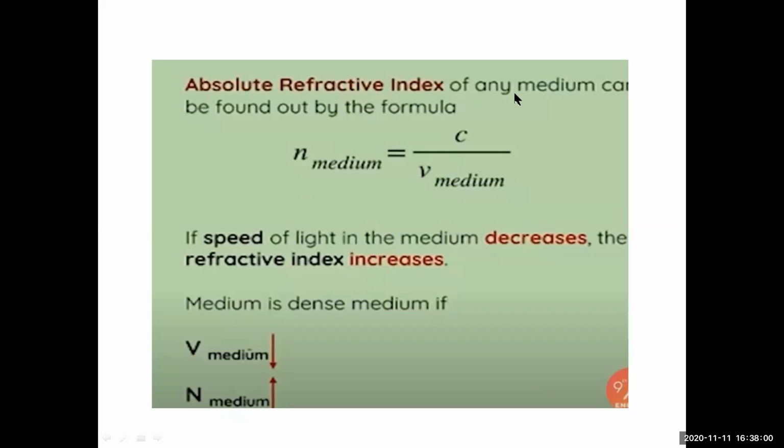The absolute refractive index of any medium can be found out by the formula n_medium equals c by v_medium. Just now we have found it for the glass. If the speed of the light in the medium decreases, naturally the refractive index increases because it is inversely proportional. Okay, students. We say that it is the dense medium. If the velocity of the light in the medium decreases, then the refractive index of the medium increases. Follow this? The speed of the light in the medium decreases, then the refractive index increases. Okay, students.